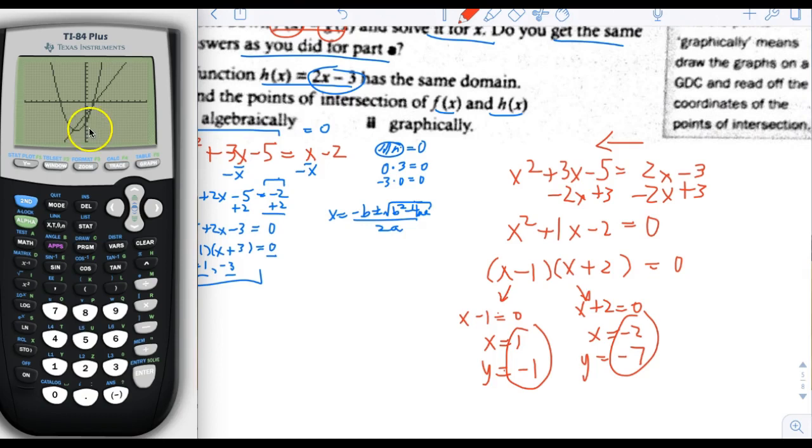So now we are going to go ahead and do second calc intersect to find these 2 points of intersection. Second calc, intersect, which is option 5. First curve, yeah. Second curve, yeah. Since there's only 2 curves in y1 and y2, it's of course going to be correct. We move the cursor closer to the left point, and we hit enter. And it's going to be negative 2 comma negative 7.